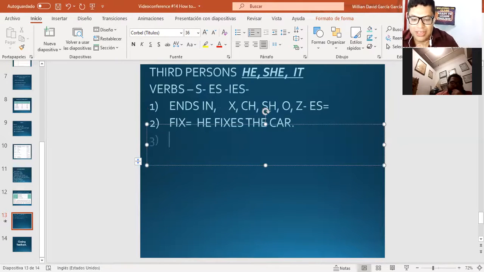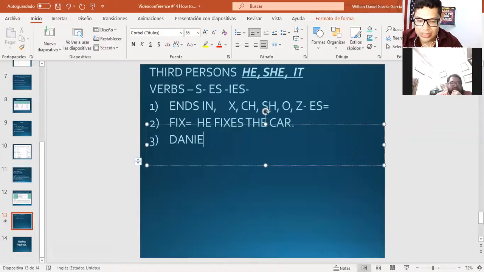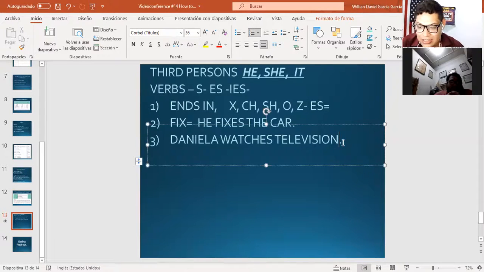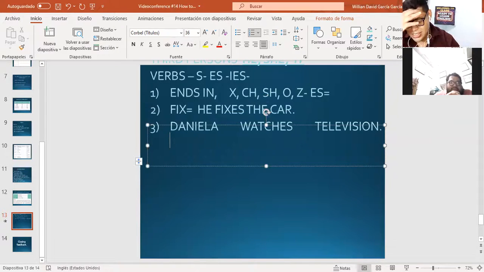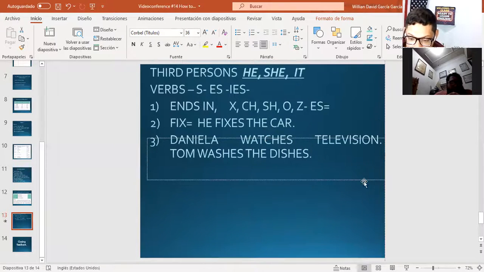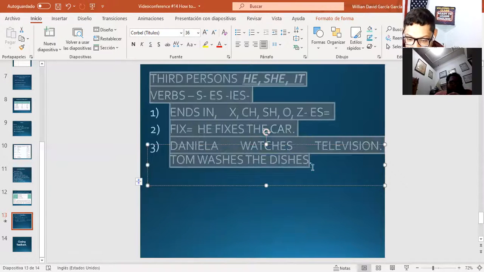Ok. Por ejemplo, tenemos es. Por ejemplo, Daniela, como es tercera persona, como termina en CH, yo le agrego una S: watches television. Entonces, Daniela watches television porque es tercera persona, ¿verdad? Entonces, singular. Yes. Por ejemplo, me dicen que Tom lo mandaron a lavar. En este caso, sería wash. Sería washes, porque termina en SH, de dishes. Ya hemos hecho una oración utilizando una tercera persona en singular.